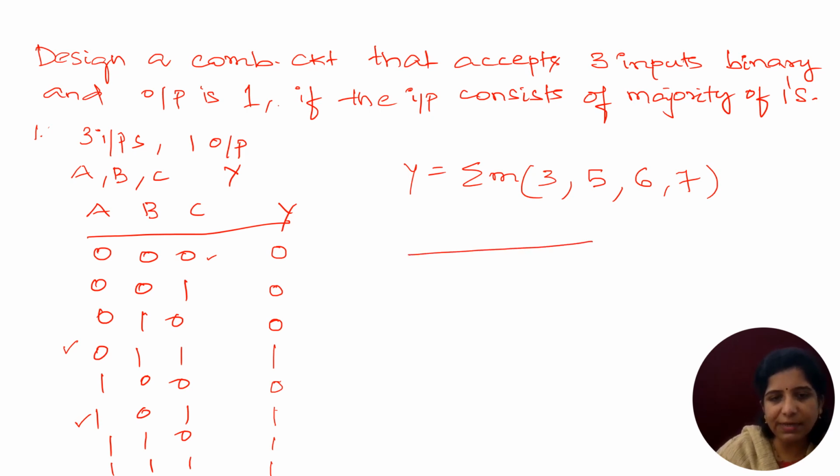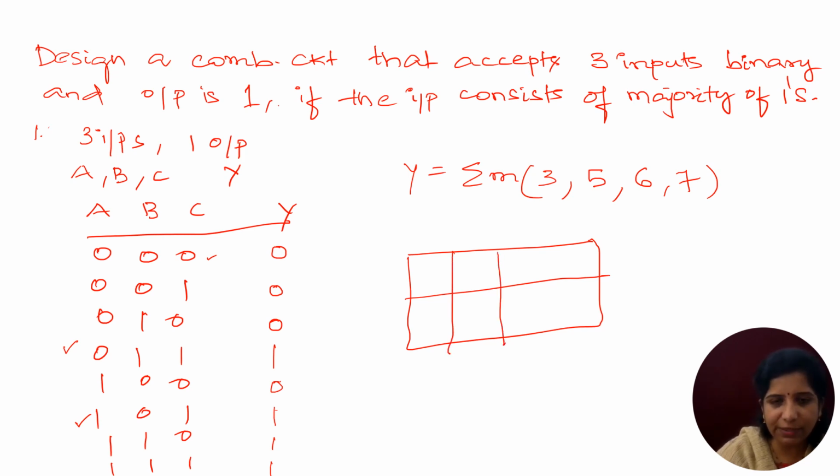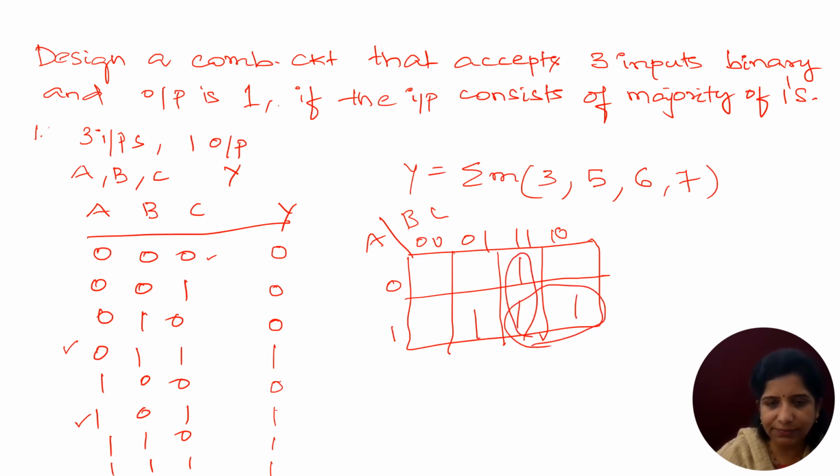Once after obtaining the minterms, the next step is to simplify them. How can you simplify? By using the 3 variable K-map, because it consists of 3 inputs. So this is a 3 variable K-map. You write down the minterms obtained in the respective places: 3, 5, 6, 7. Next, grouping of the cells is done. Adjacent cells I can group. Now, what is the output expression for Y? Y is equal to AB plus BC plus AC. This is the output expression.